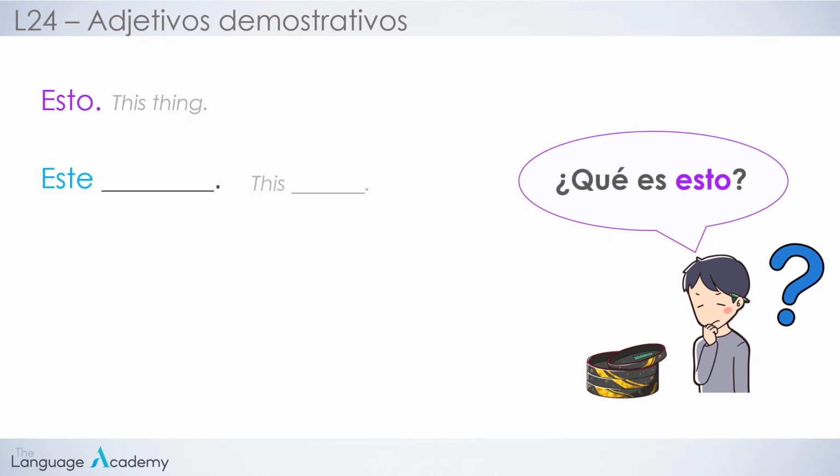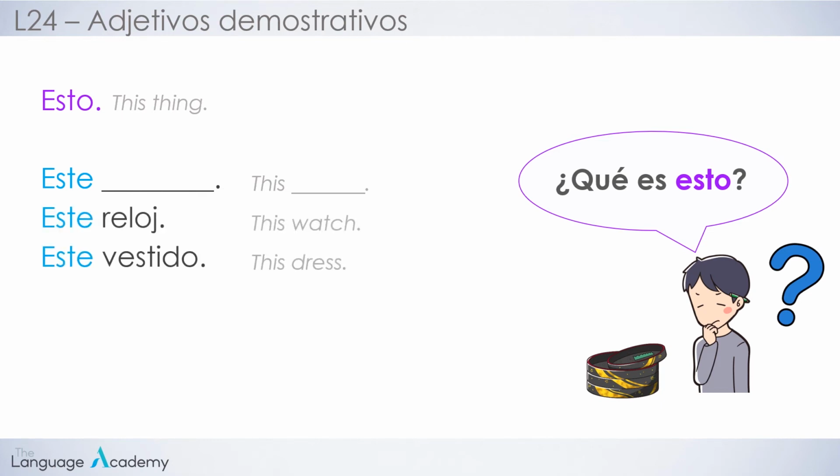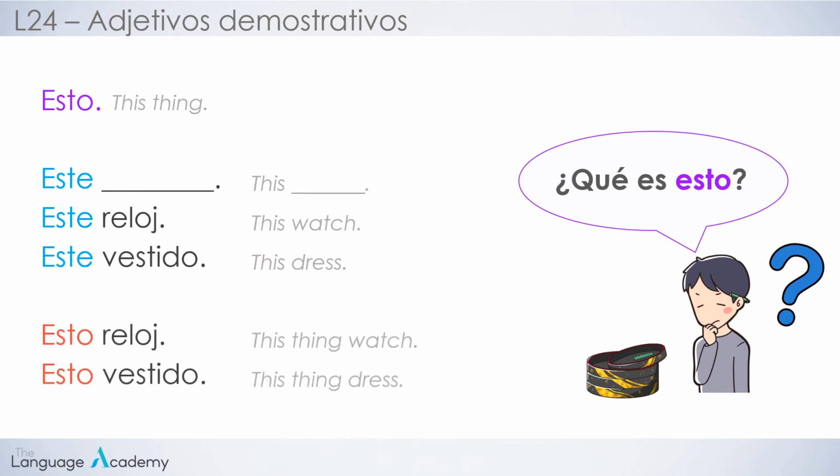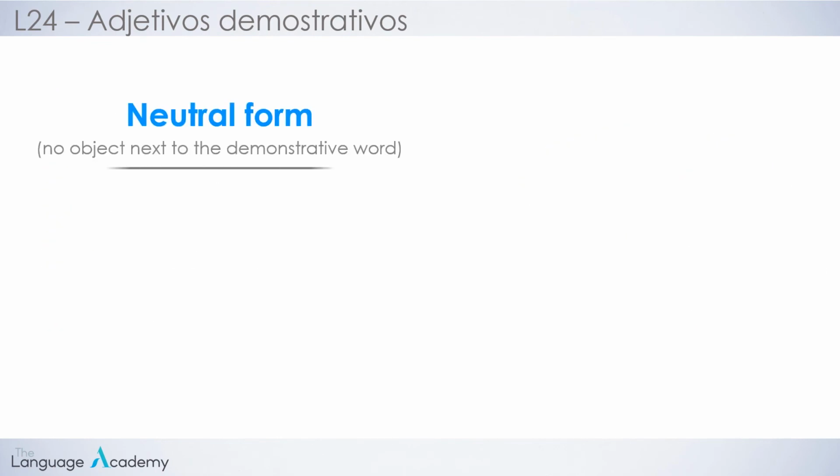Whereas the normal demonstrative adjectives have a blank space that you must always fill in with an object. For example, este reloj, este vestido. And the neutral case must always be used on its own. Saying something like esto reloj or esto vestido will be wrong because the meaning will be this thing watch or this thing dress. So remember, when we're using the neutral form, there is no object next to the demonstrative word.